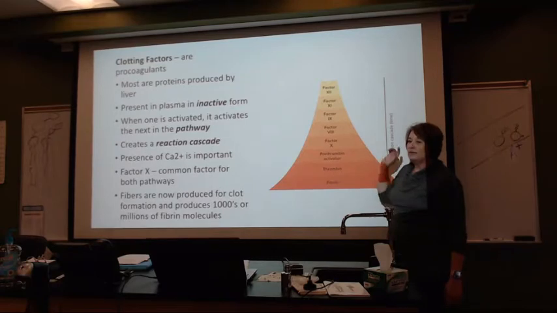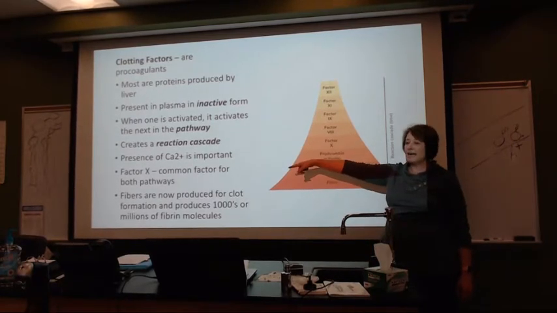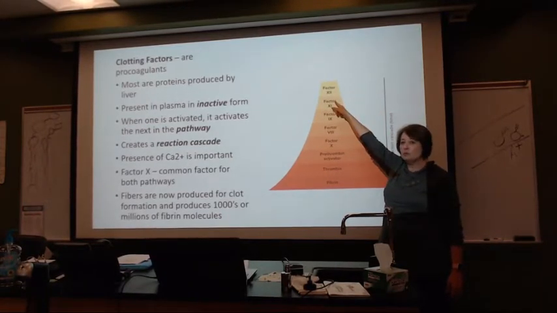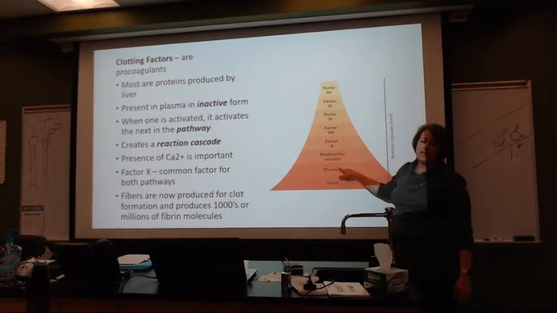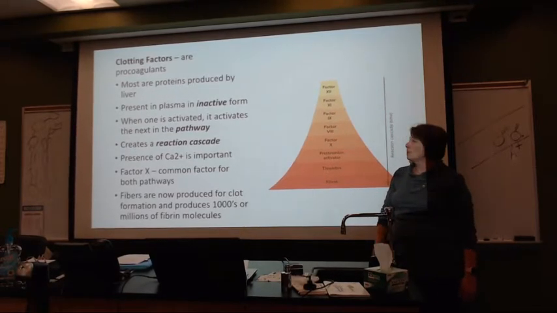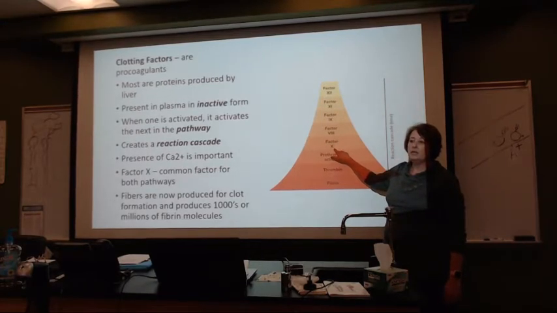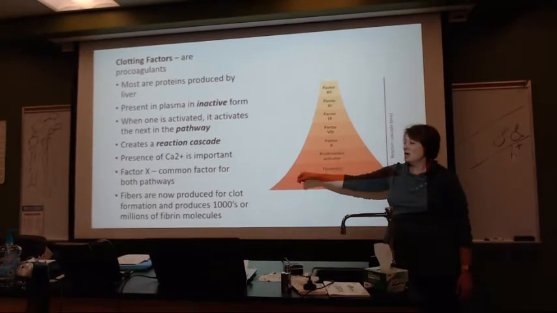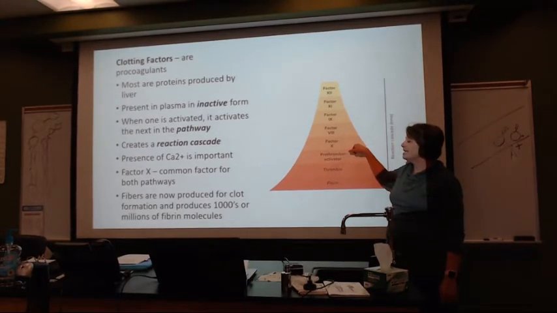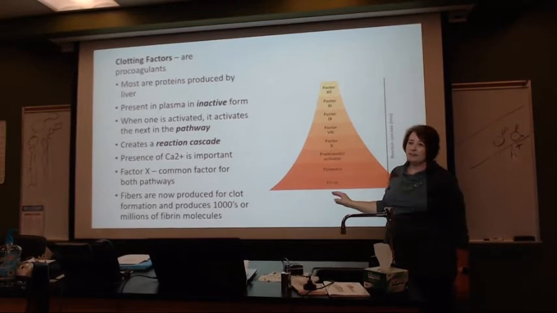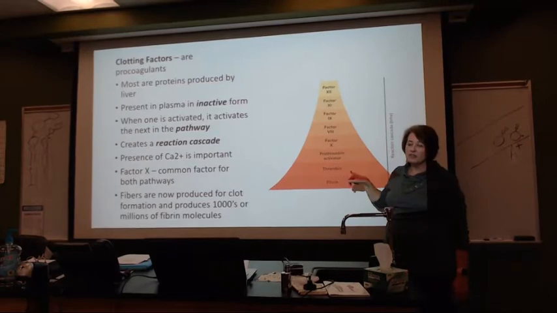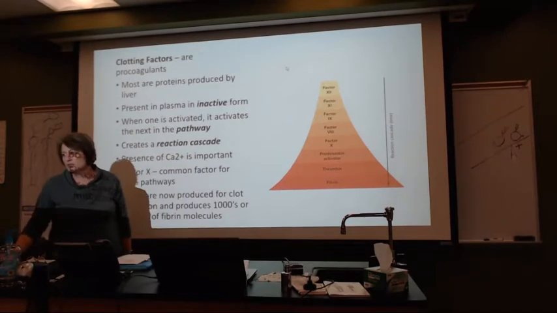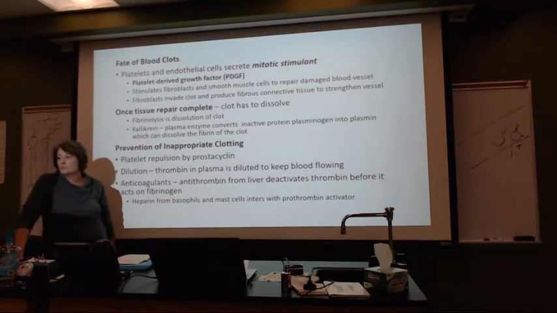This pathway is called a reaction cascade, because as we begin to activate one, and they continue to get activated, they increase in number. This one is the common factor in both pathways. If we get to this and it gets activated, and we activate the formation of the fibers, it will produce millions of the molecules necessary for the fibers.